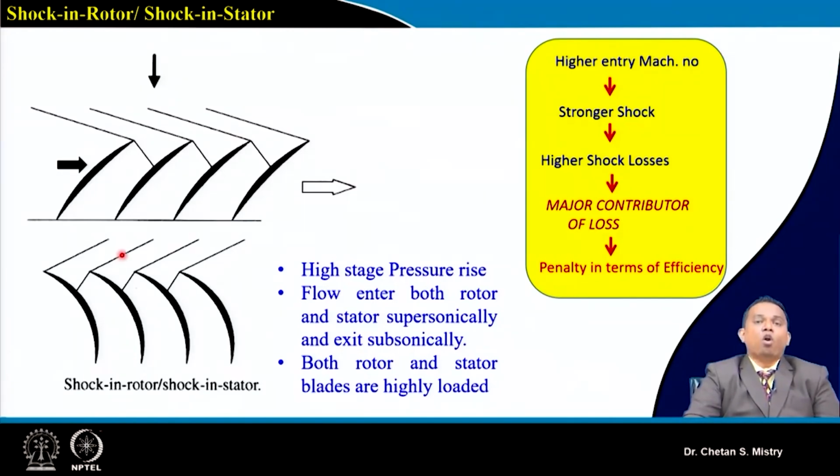There is nothing wrong in having this kind of configuration, but what our aerodynamics says is, if we have a higher entry Mach number, my shock will be a stronger one. When we have a stronger shock, the losses will be larger, and that will lead to reduced efficiency as a penalty. And that's the reason why this kind of configuration has special applications where the duration of the operation will be short. There people prefer to go with this kind of configuration.